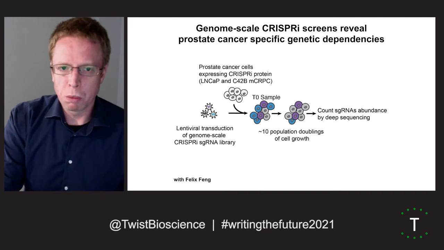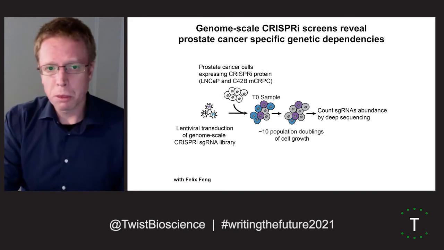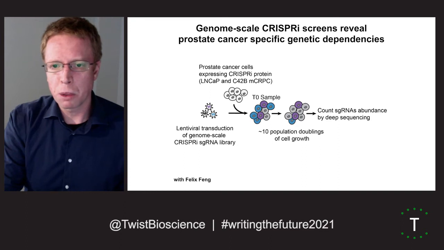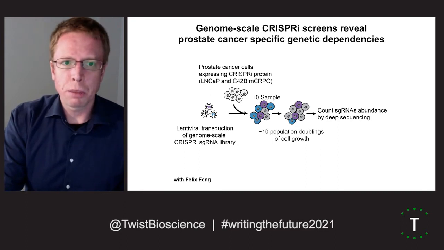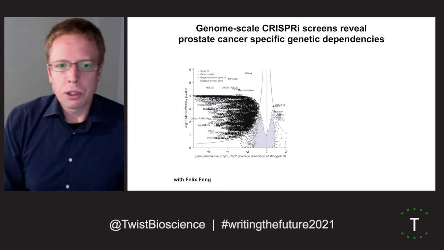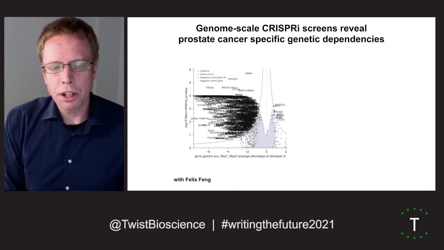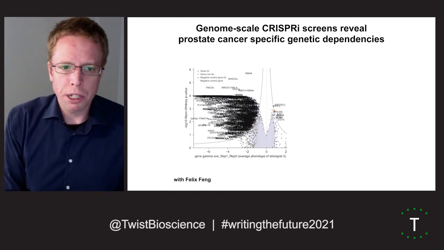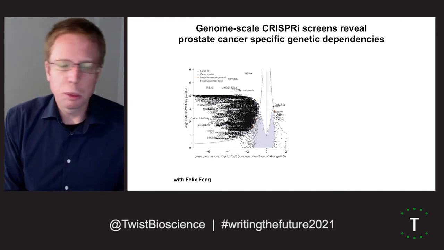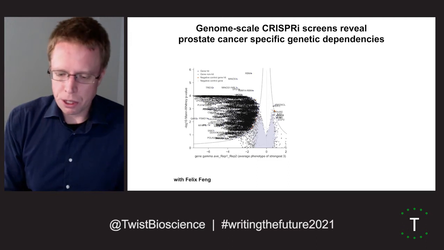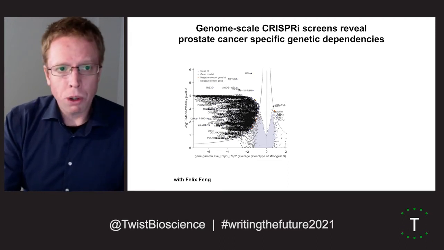We then conducted a cell proliferation screen where we allowed cells to grow for about 10 population doublings, and then we can count sgRNA abundance in our T0 sample and our endpoint to identify genes that regulate prostate cancer cell proliferation. That gives you a volcano plot that looks like this, where we identify between 1,000 and 3,000 essential genes that are required for prostate cancer progression. And these are highly reproducible phenotypes, but they're not that informative in that the vast majority of these genes are required for all human cell proliferation.